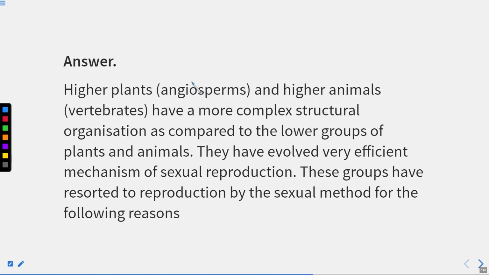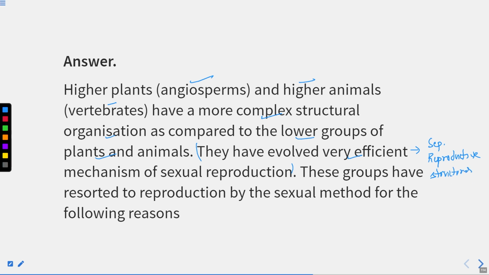Okay, now let's have a look at the answer. Higher plants such as angiosperms and higher animals such as vertebrates have a more complex structural organization as compared to the lower groups of plants and animals. They have evolved a very efficient mechanism of sexual reproduction, and they have separate reproductive structures. There is one male reproductive organ and there is one female reproductive organ.